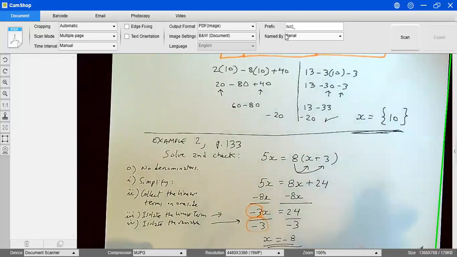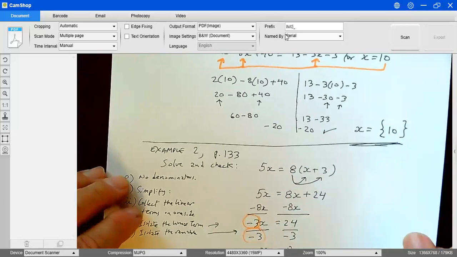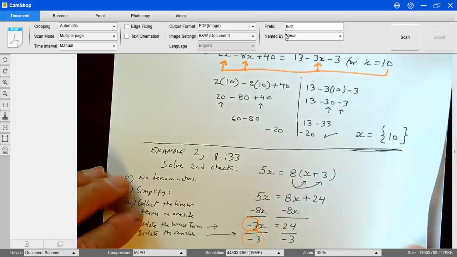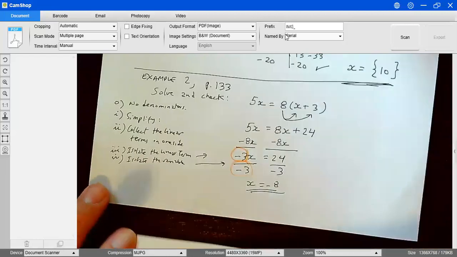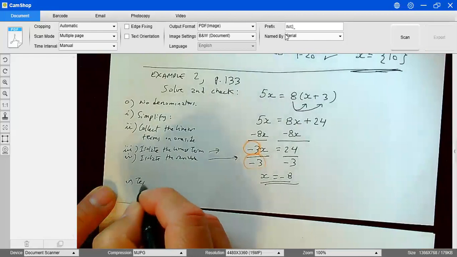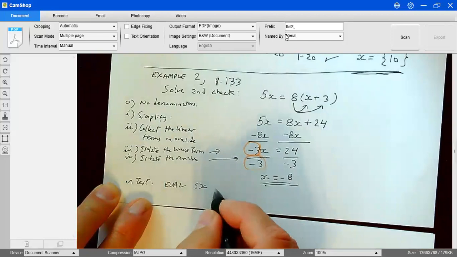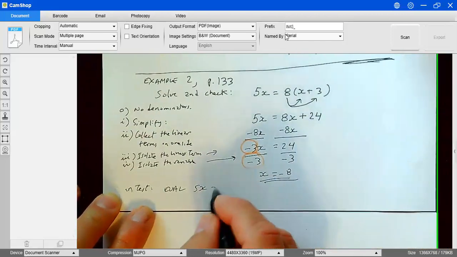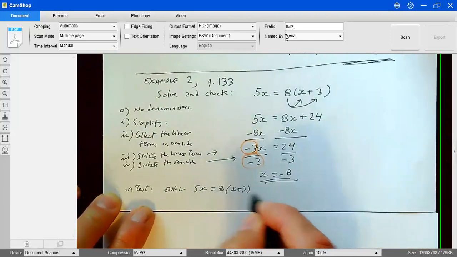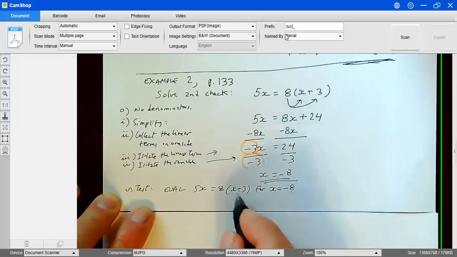So this is the solution. So the next step is testing the solution. We are doing the entire problem because that's what you need to do from now on. So we're going to test. So we're going to evaluate 5x equals 8 times x plus 3. We're going to replace x with negative 8.